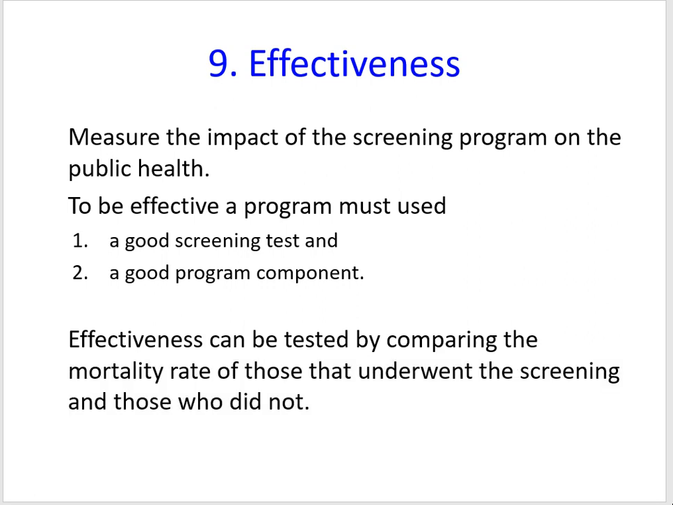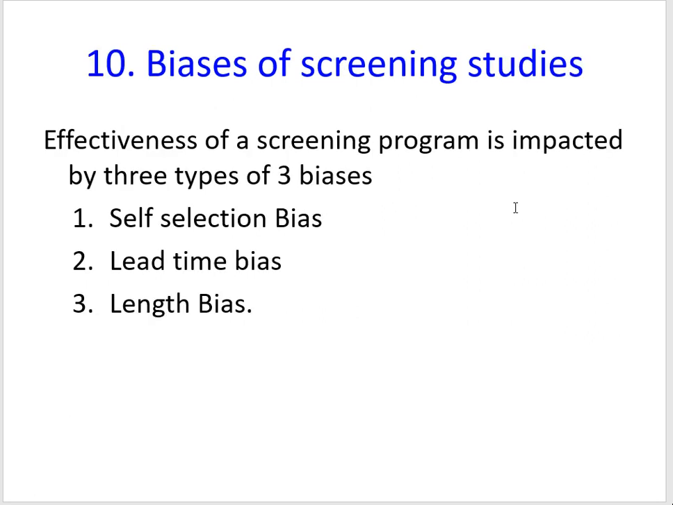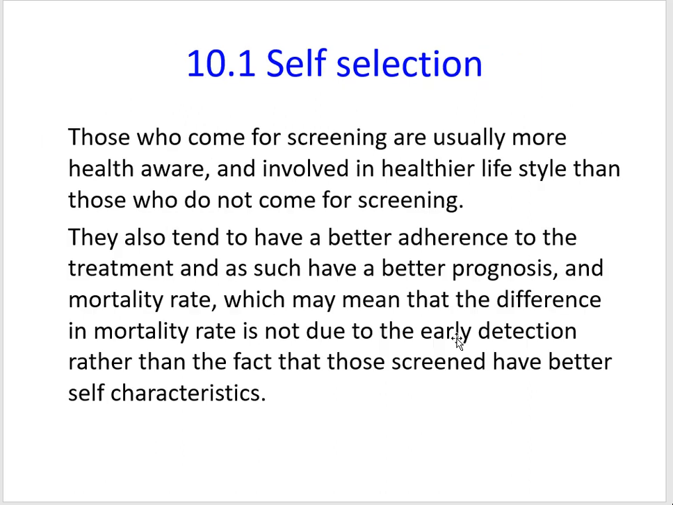All right, which leads us to the last component of the lecture, which are biases of screening. When you screen, there are three major biases that you should be aware of. The first is called the self-selection bias, the second is called the lead time bias, and the third is called the length bias.